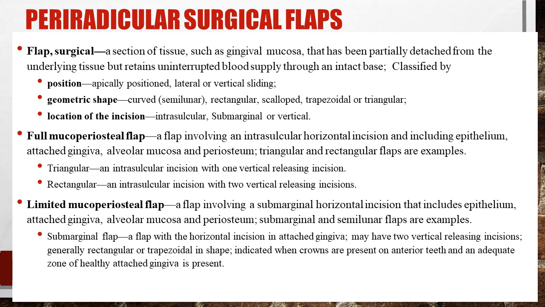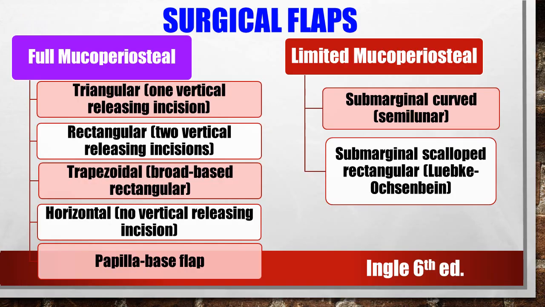Whereas in the limited mucoperiosteal flap, you are going 1 to 2 mm above your sulcular area. So it is a submarginal incision. You are not involving the sulcus area. But it includes the epithelium, attached gingiva, alveolar mucosa, and periosteum. So the examples are your submarginal and your semilunar flap. Your full mucoperiosteal flaps, the examples are your triangular flap, your rectangular flap, the trapezoidal flap, the horizontal flap, and the papilla base flap.